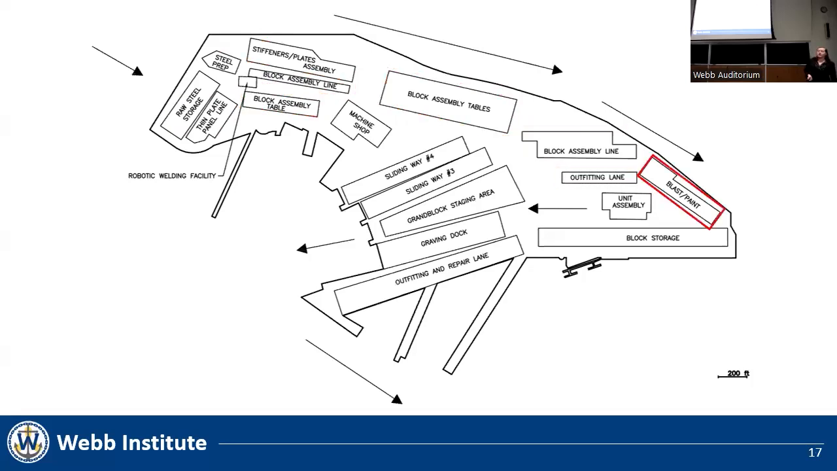Then the blocks are blasted and painted before moving to the grand block staging area, where the blocks are grand blocked. Then any pre-erection outfitting occurs before the blocks are erected onto either the sliding ways or the graving dock. Once the ships have been launched, they are moved to the outfitting pier for the final outfitting before sea trials.